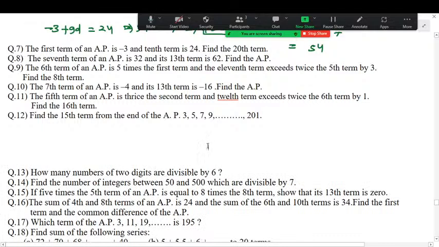I have solved just 7; 8, 9, 10, 11, 12 are almost all quite similar. And if you want me to solve, okay, do you want me to solve the 11th one? Okay, I'm helping you with the 11th question and the 12th question as well.